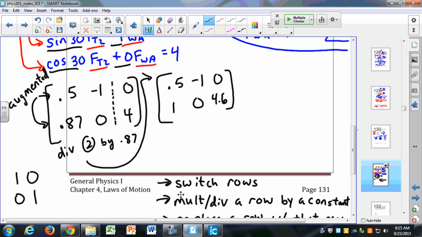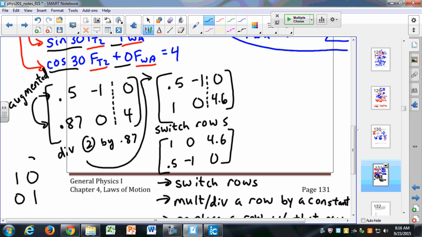Now I can switch row 2 and row 1. So I have 1, 0, 4.6, and then I have 0.5, negative 1, 0. The reason I'm doing that, remember, is I'm trying to get to this identity matrix. So now I'm almost there. I'm halfway done. I have my first row that matches the first row in the identity matrix.